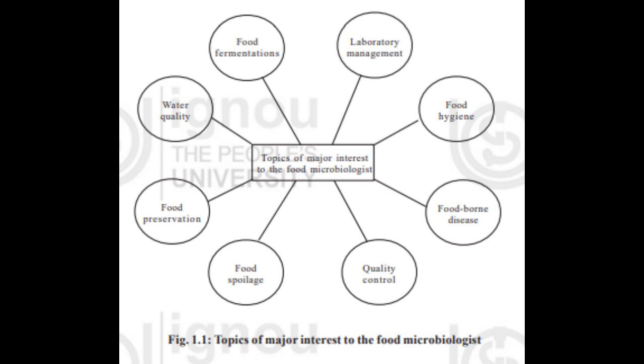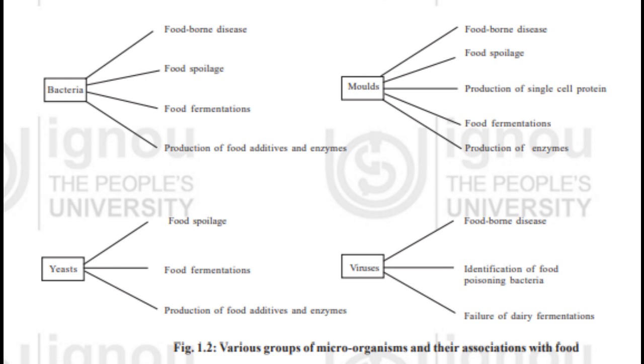Bacteria come very much on top of the list, with molds and yeasts also of considerable importance and viruses less so. The associations that these organisms have with the manufacture and consumption of foods are summarized in Fig. 1.2. Fig. 1.2: Various groups of microorganisms and their associations with food. Protozoa and algae have minimum direct impact on the production, processing, and consumption of food.